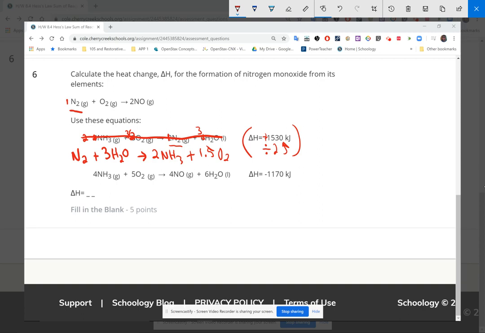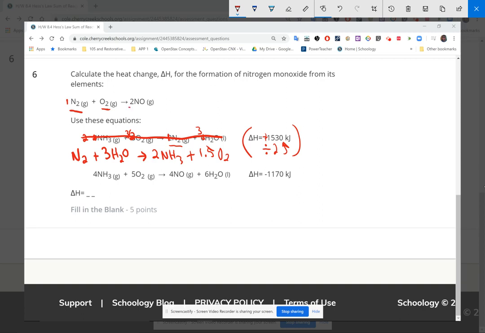So on the bottom, when I'm looking at this, I notice on the top, my O2 is on the wrong side now. I have an O2 in the reactant, I have an O2 in the product. Let's leave that alone because a lot of times when we go through this, things will resolve themselves.